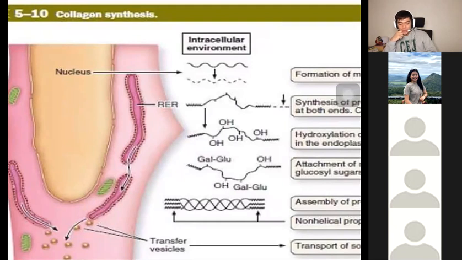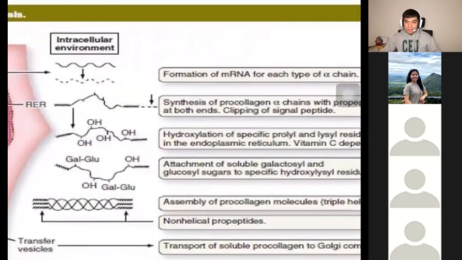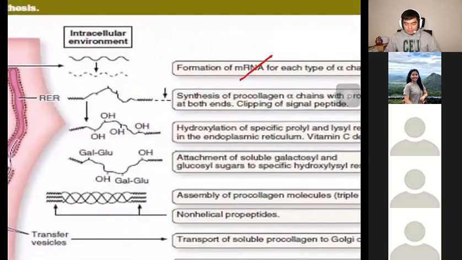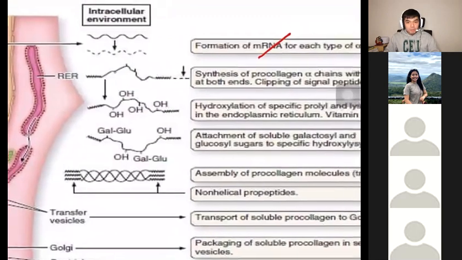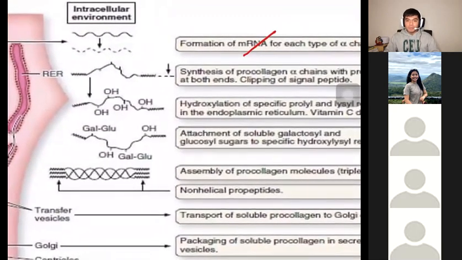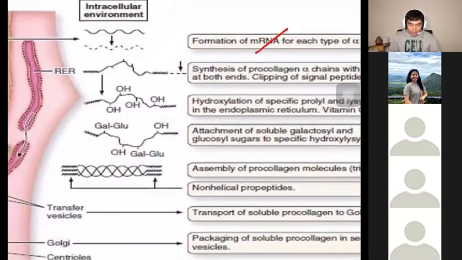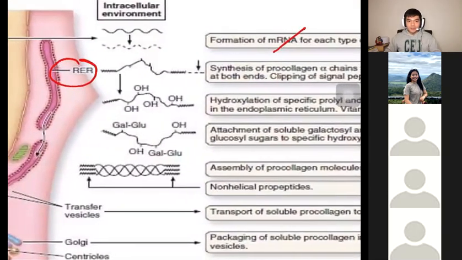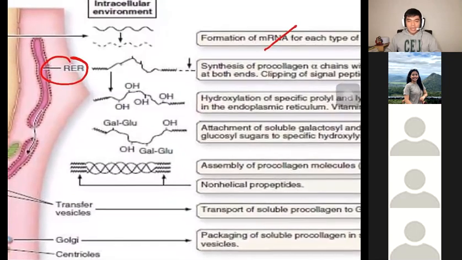Bago tayo mag-continue, for the review on collagen synthesis, di ba nasabi natin, may mRNA, and then saan pupunta? Pupunta sa ribosome, and then yung ribosome, ang tendency, magpo-produce ng pre-pro-alpha chain, and then pupunta sa RER. O ano nangyayari sa RER kanina?